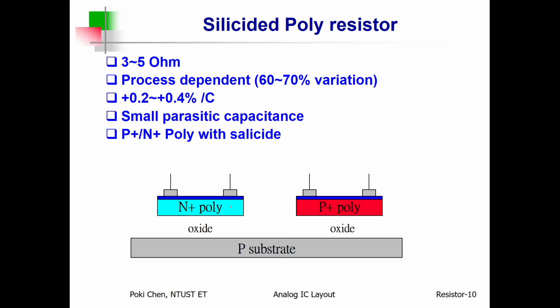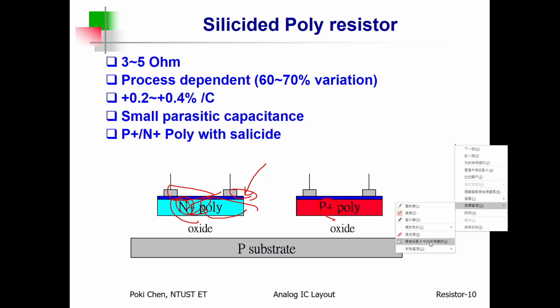Here is what I mentioned for silicide polyresistor. You can see above the poly surface, never mind that is N plus or P plus, we have another layer that is some kind of metallic compound, right? To reduce the overall resistance. Because this layer and polygate, they are connected in parallel, right?